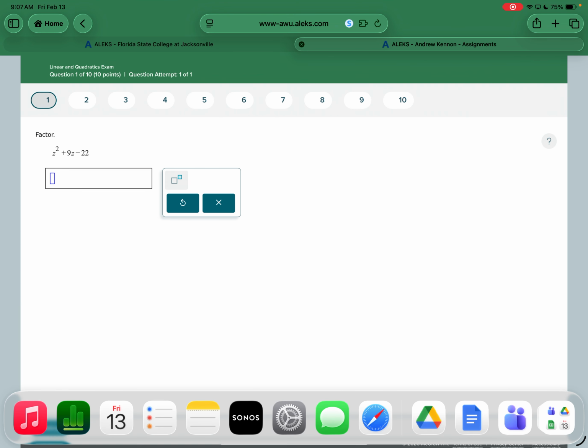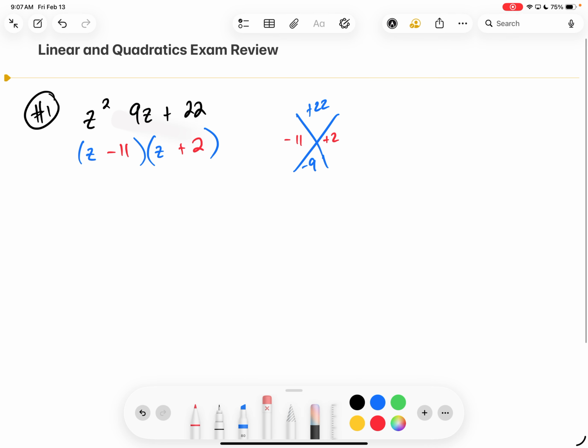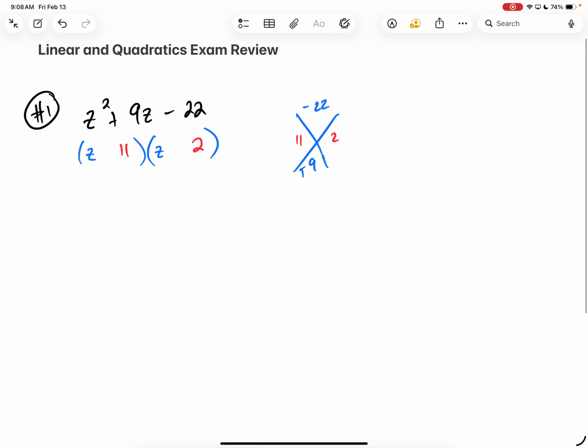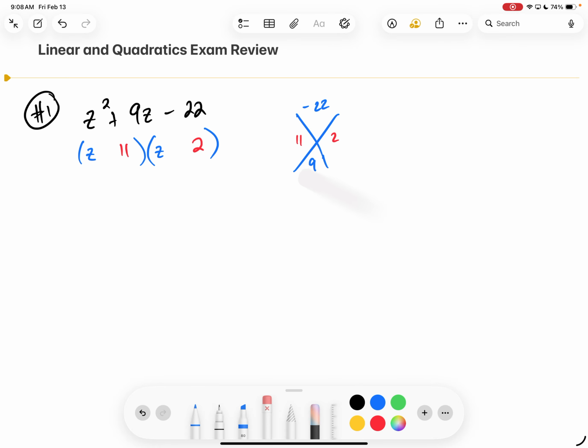I had my sign switched. Did I have it right the first time? My bad. This should be plus and minus. Sorry. So it's -22 plus 9. We'll start over here. -22 plus 9. I knew I should have just took a screenshot of it.